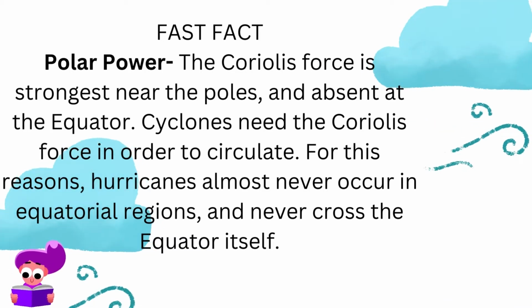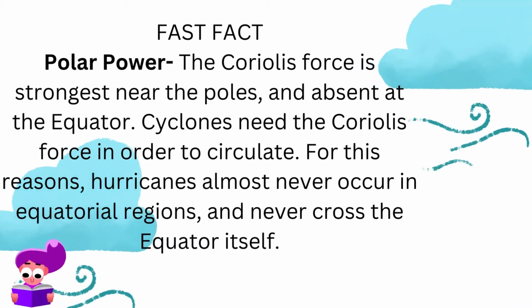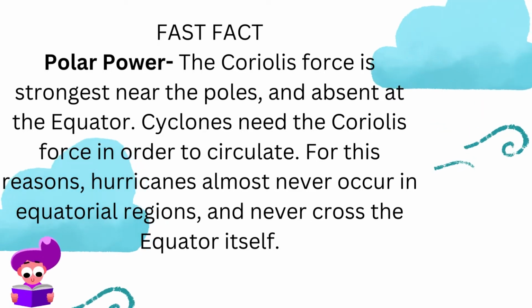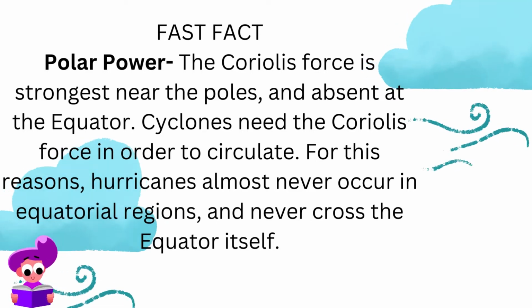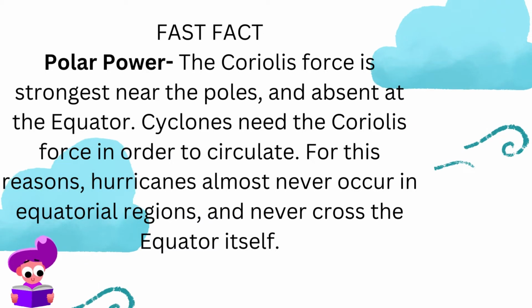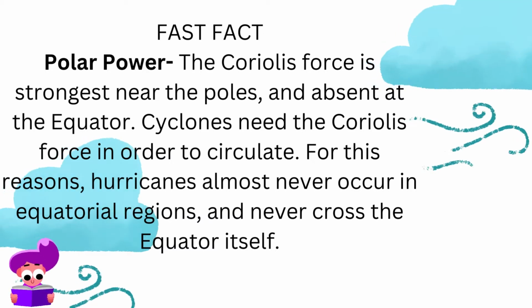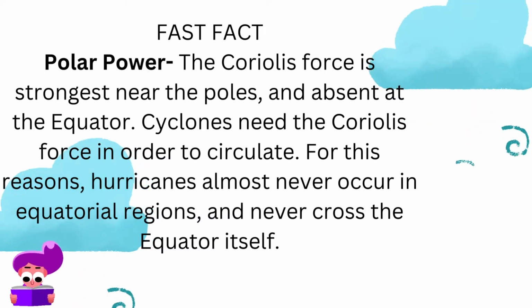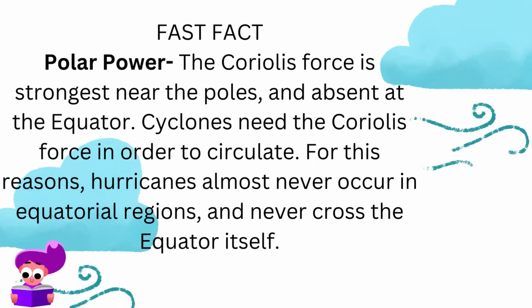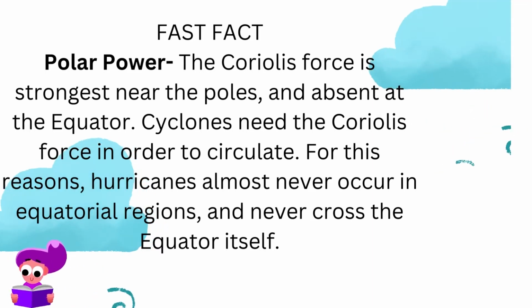Polar power. The Coriolis force is strongest near the poles and absent at the equator. Cyclones need the Coriolis force in order to circulate. For this reason, hurricanes almost never occur in equatorial regions and never cross the equator itself.